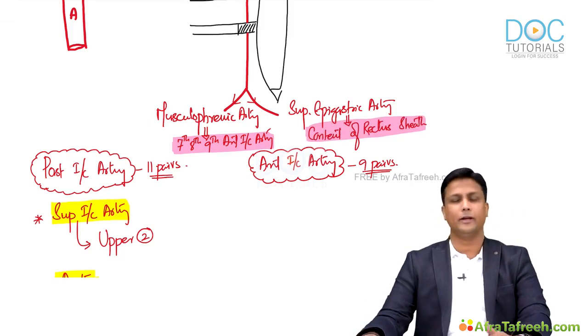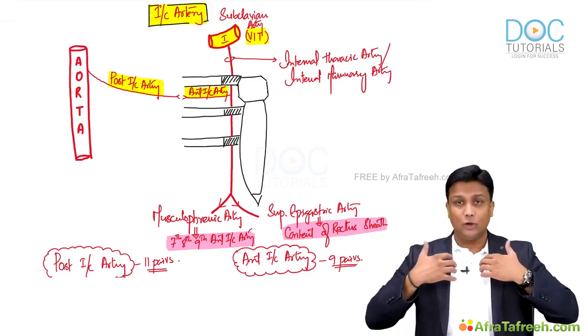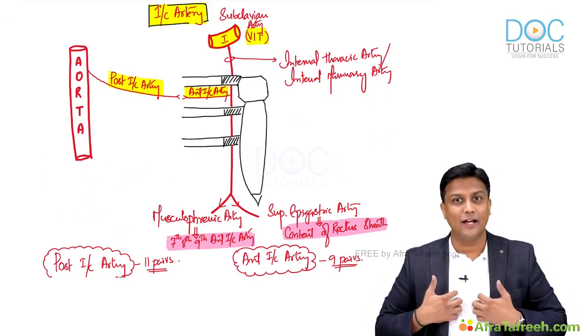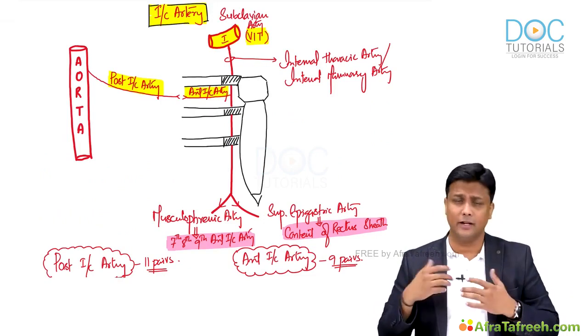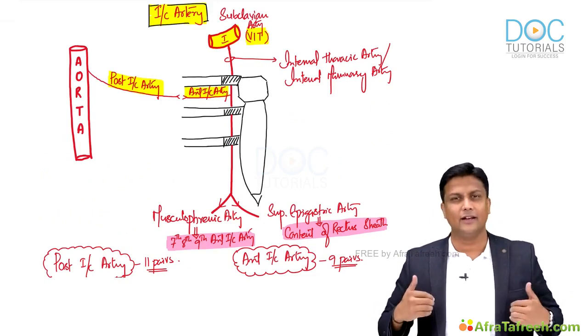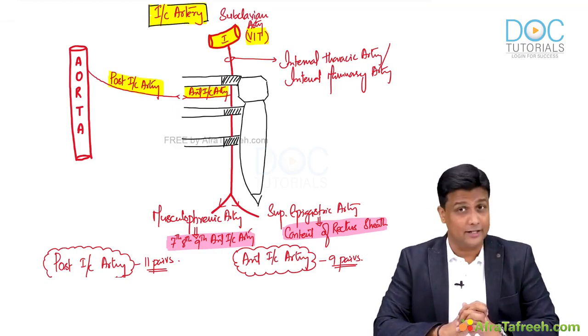Crystal clear concept. Let us repeat again for the last and final time, and then I'll make you write it down in the notes also. In total, how many anterior intercostal arteries do you have? 9 pairs, and out of that 9 pairs, the upper 6 are given by the internal thoracic artery, and the 7th, 8th and 9th will be given by the musculophrenic artery. Hope I am making it easier for you.